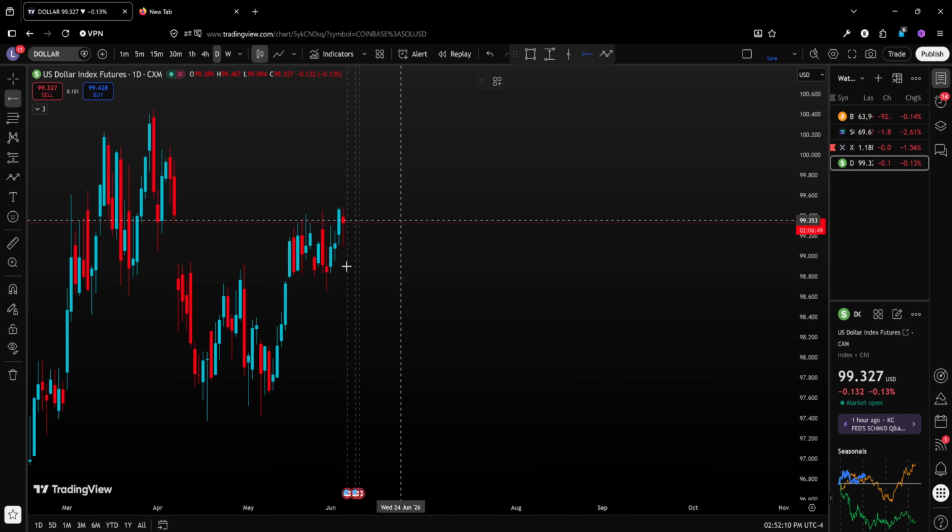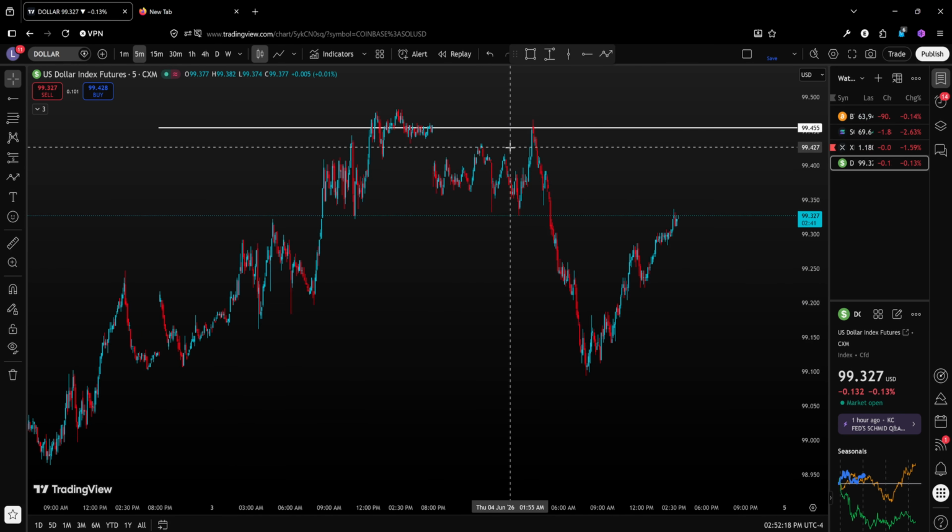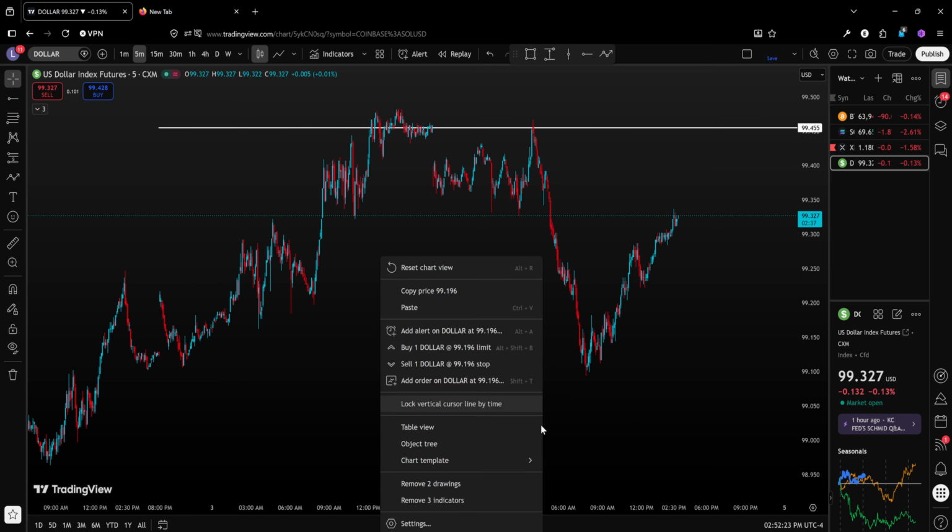For a bullish example, previous day close would be about right there. For a bullish example, price tapped into it, went down. Simple as that.